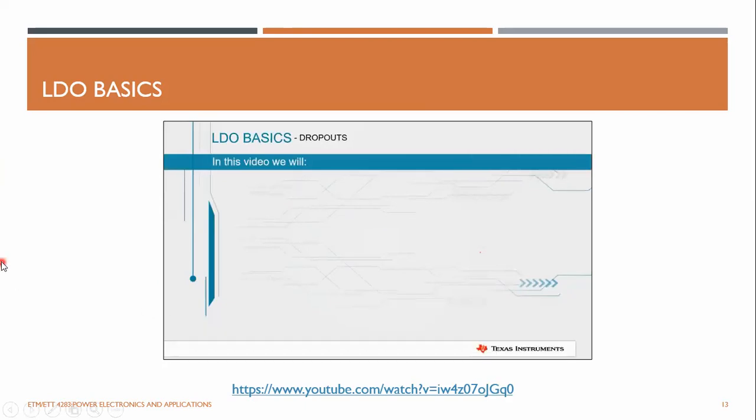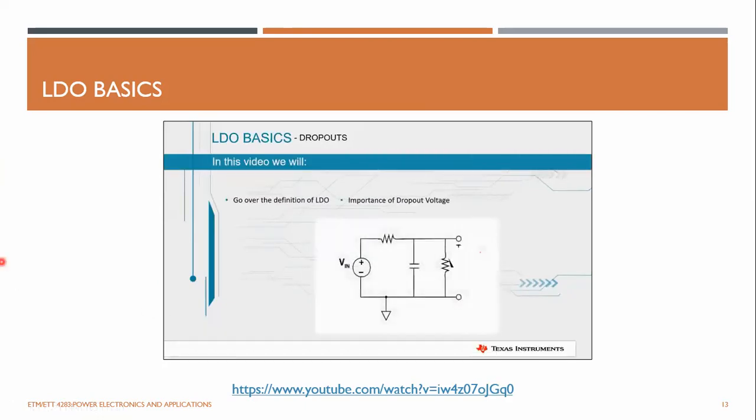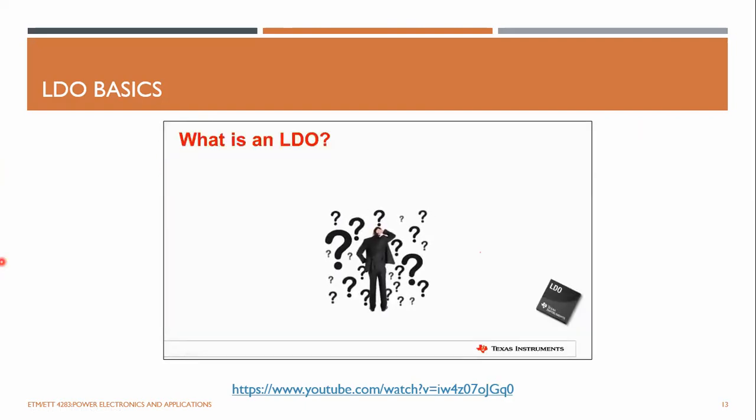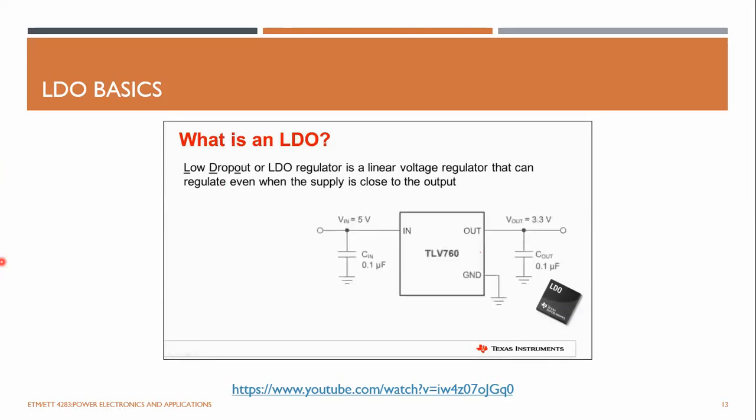In this video, we'll be going over the definition of an LDO and the importance of dropout voltage, as well as explaining the conditions that can affect this parameter. So let's start with the most important question of the day. What is an LDO? A low dropout regulator, or LDO, is a DC linear voltage device that can regulate even when the supply voltage is close to the output, i.e. low drop. During regulation, the voltage output will be determined by the voltage input and the dropout, as can be seen in this formula. In the example on the right, we have a 5 volt input going into our LDO, the TLV760, and our output is internally set for 3.3 volts. Therefore, our drop voltage is 1.7 volts.